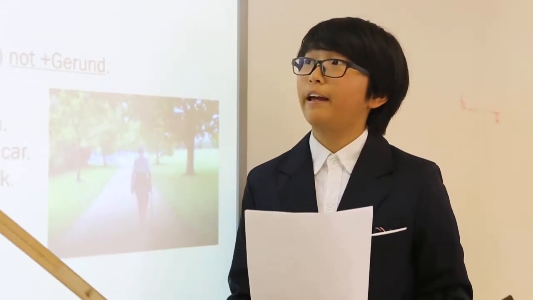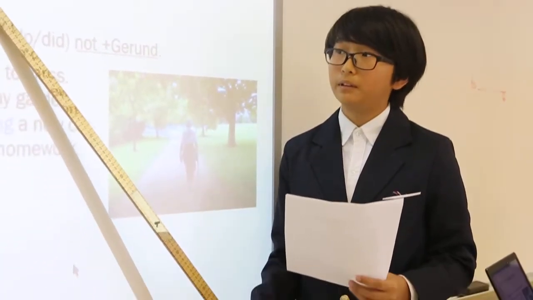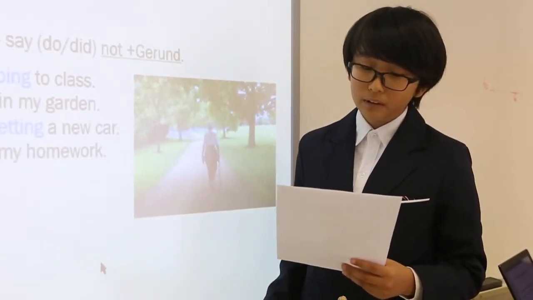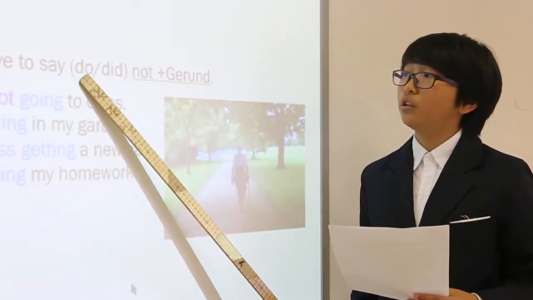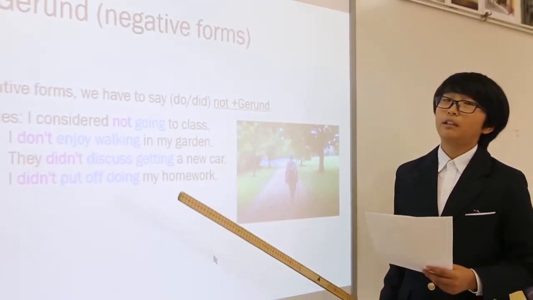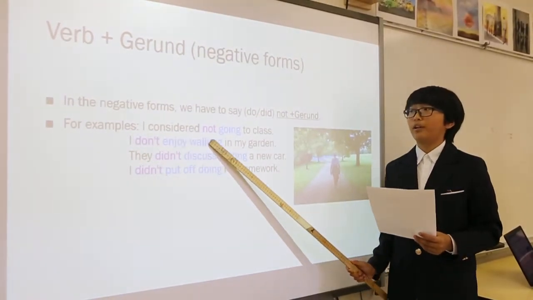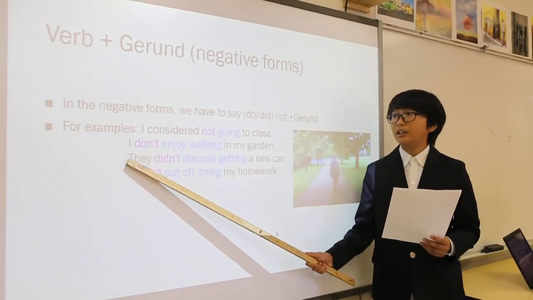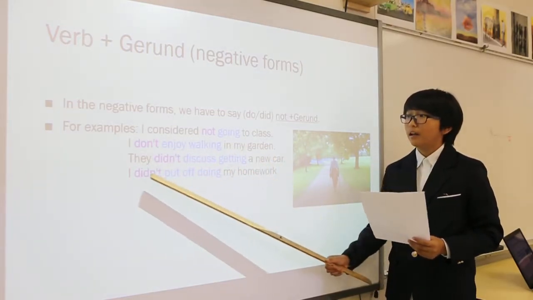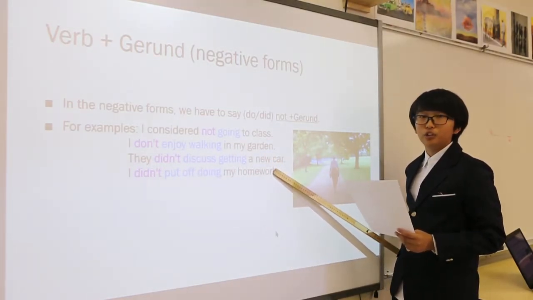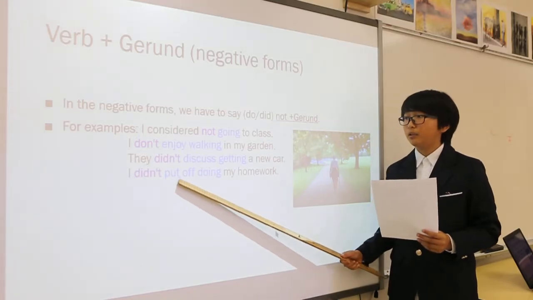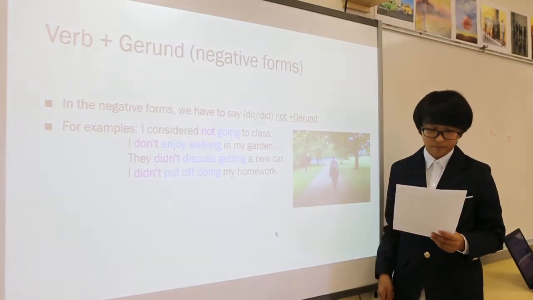Now, I will explain verb plus gerund negative forms. In the negative forms, we have to say do or did not plus the gerund. For examples, I consider not going to class. I don't enjoy walking in my garden. They didn't discuss getting a new car. I didn't put off doing my homework.